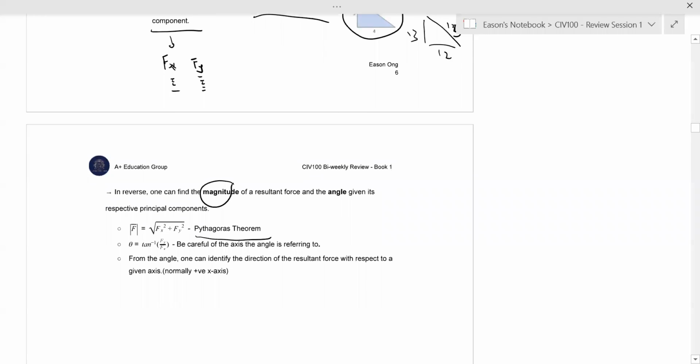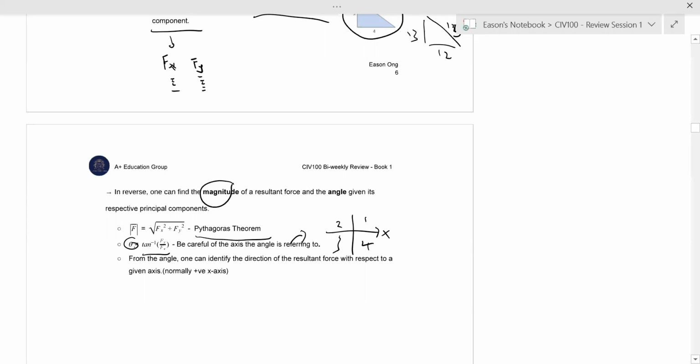And to find the theta, it really is just the inverse tangent of fy divided by fx. Again, I have to remind you that you have to be careful what quadrant your force is in, right? Because there are 1, 2, 3, 4 quadrants. And depending on which quadrant your force is in, the theta that you find here is different. And you might have to do some additional manipulations to get the angle of the force with respect to your positive x-axis, right? 99% of the time, your prof will ask you what is the force direction with respect to the positive x-axis, okay?